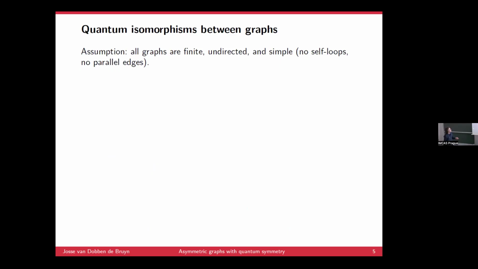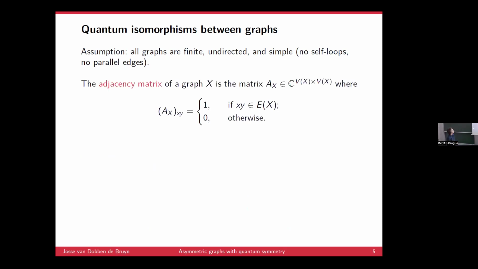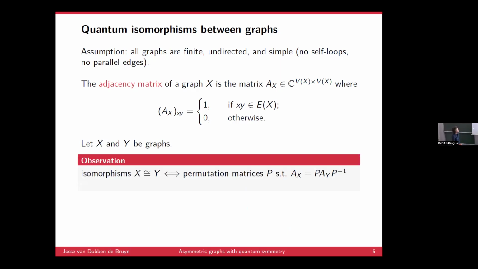Okay, we work with graphs that are finite, undirected, and simple, so there are no self-loops at any vertex and there are no parallel edges. And then we write the adjacency matrix. It's a 0-1 matrix where the xy-th entry is 1 if there's an edge from x to y and 0 otherwise. And we note that classical isomorphisms are characterized by permutation matrices such that if you conjugate by the permutation, it takes one adjacency matrix to the other. Or equivalently, A_X P equals P A_Y.